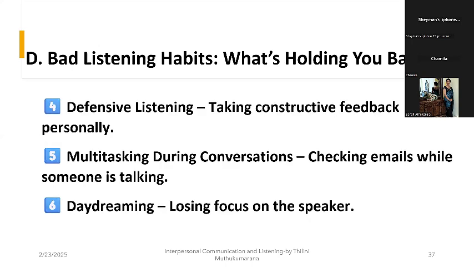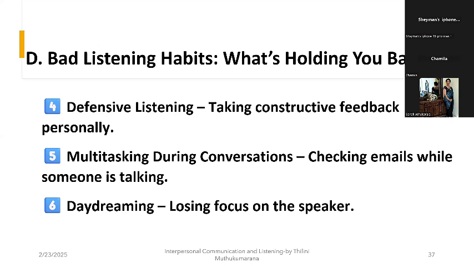And also the other one is defensive listening. Okay, so you listen to that person and you make your constructive feedback personally to yourself. You do not keep your ears wide open, and from the part that you have listened to, you just think, okay, this is what he's trying to say, like that.